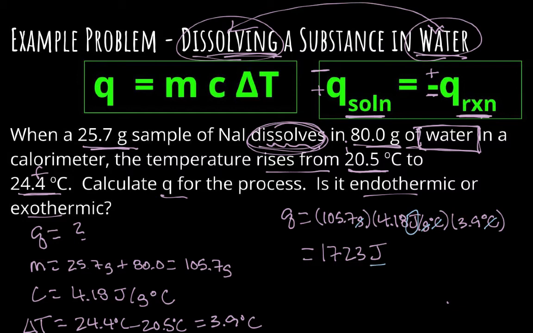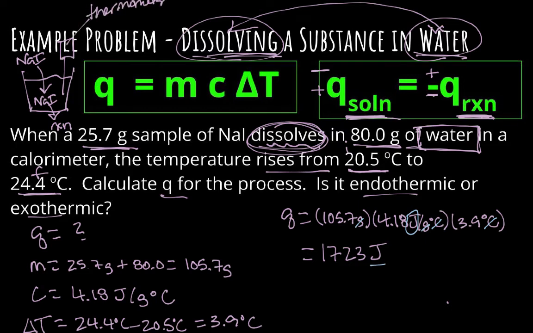Okay, now what I have to think about here is my solution versus reaction. So this is happening, and sometimes it's helpful to draw a little visual here, so I'm going to draw this up here. So if this is my cup of water, when I am putting this sodium iodide into the water, the sodium iodide dissolving is my reaction. The water is where the thermometer is. Okay, so this is my thermometer.